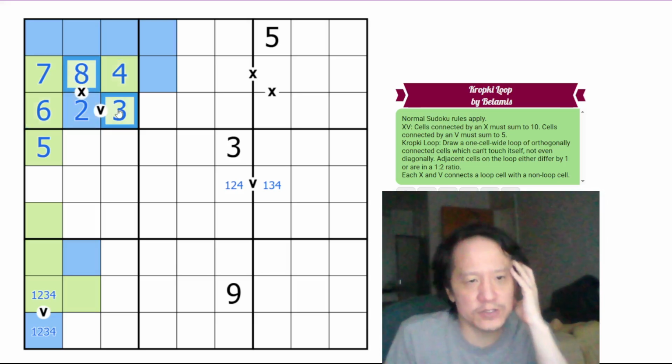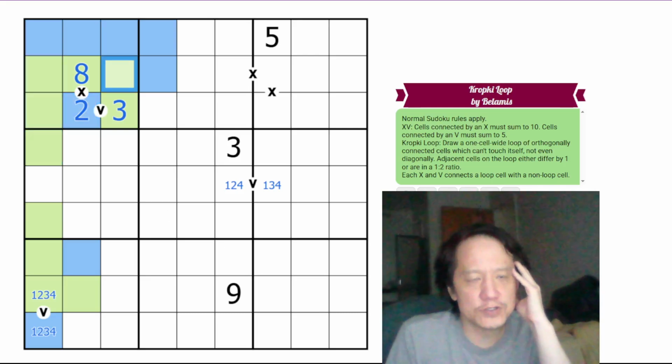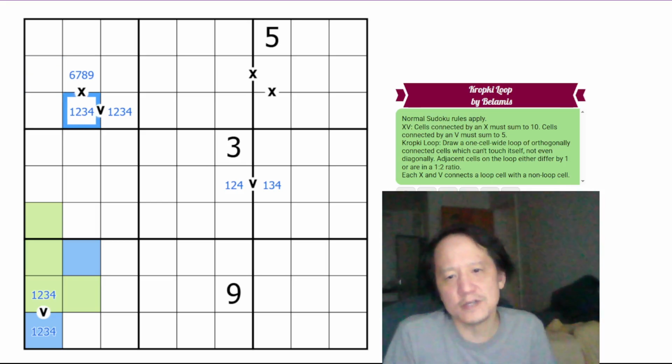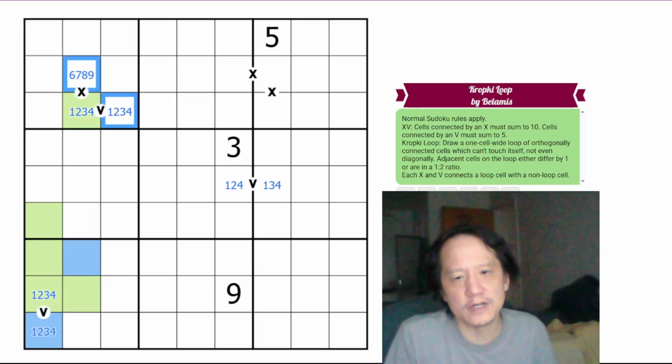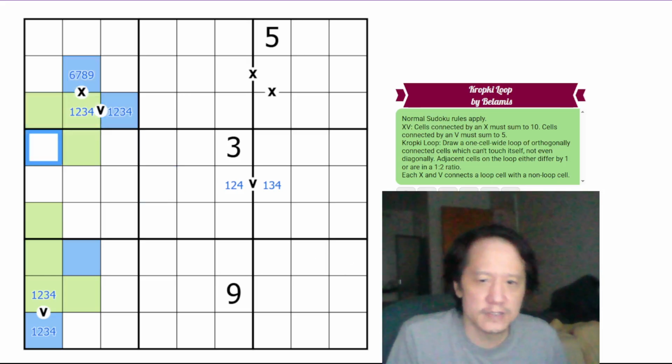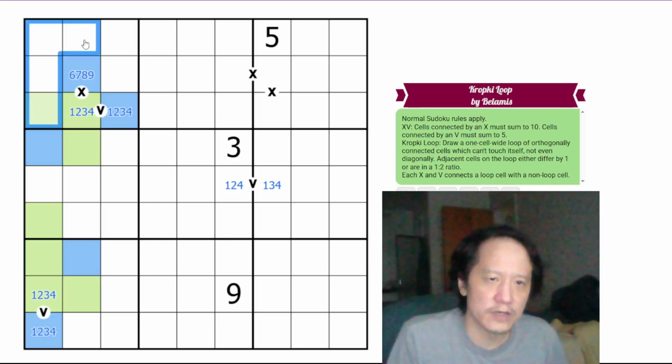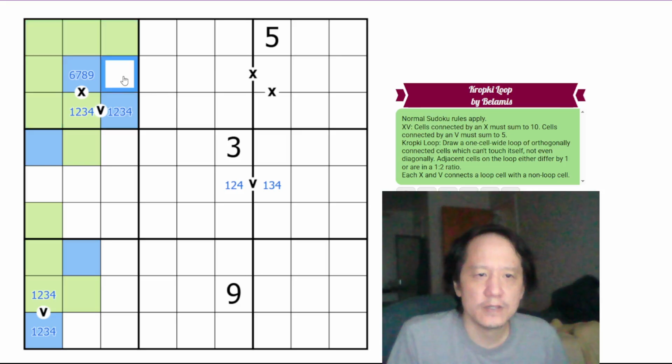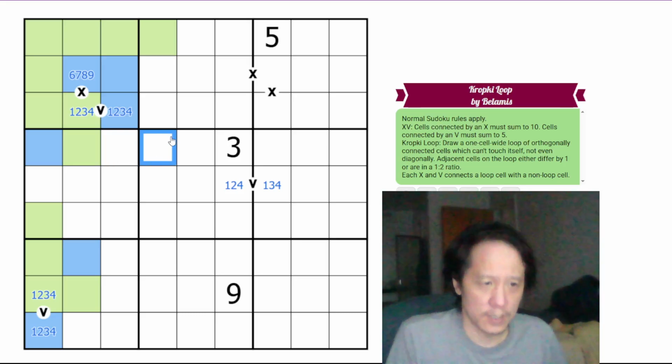Therefore, these two cannot be on the loop. This must be on the loop. So, what does that prove then? That means this is on the loop, and these are not. This must enter in this way and exit out that way. This is not on the loop. This must then go around this way. This can't be on the loop because it would be touching itself on the corner, so it must extend to here. Okay.